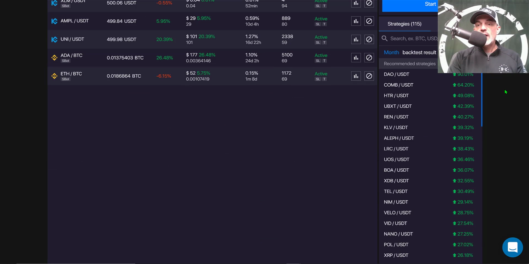Another source to find grid bots, if you're willing to trade some of the other coins out there, would be Bitsgap. They have recommended strategies. And a coin that is actually on my radar is Ren. So let's take a look at Ren's chart and see what we end up with.